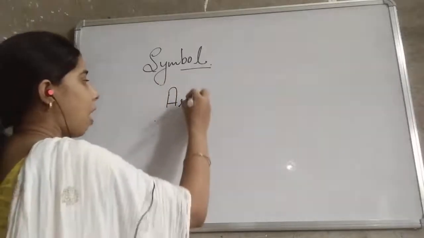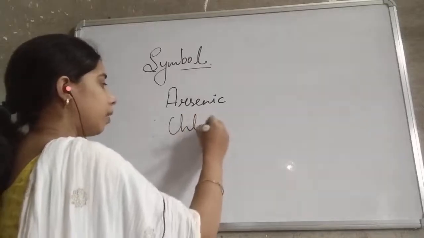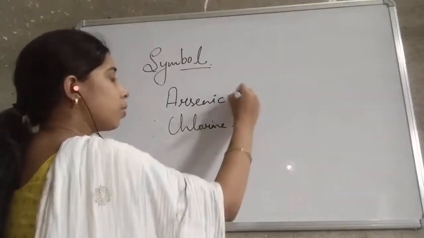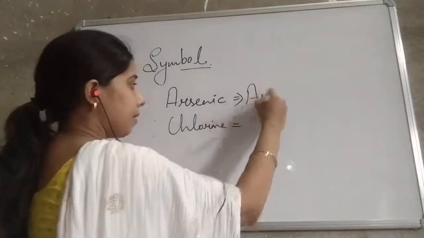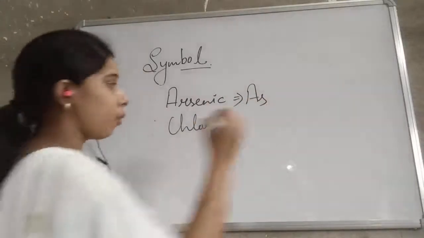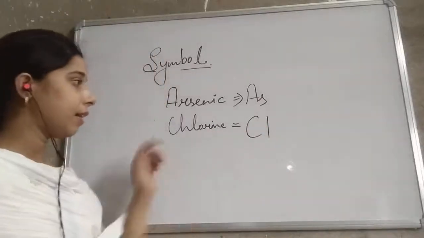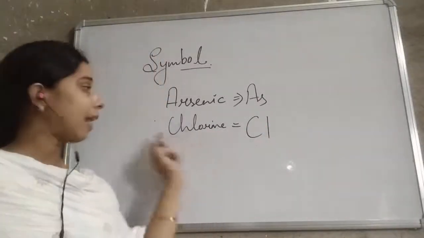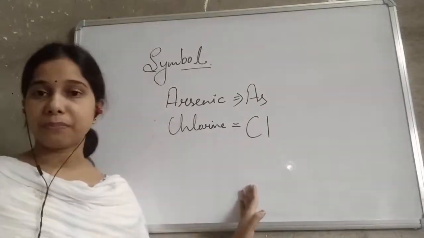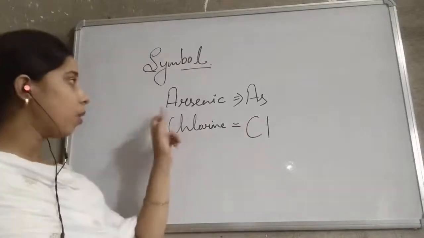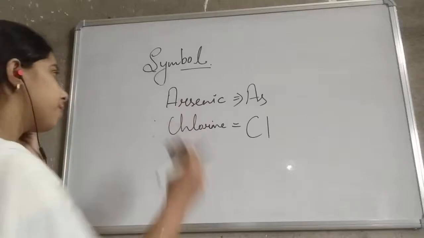The third group is elements like arsenic or chlorine. You see, student, the symbol of arsenic is As. The symbol of chlorine is Cl. Here we have taken the first letter and the third letter of the element to represent the symbol. Arsenic is also As, where S is the third letter of that element.